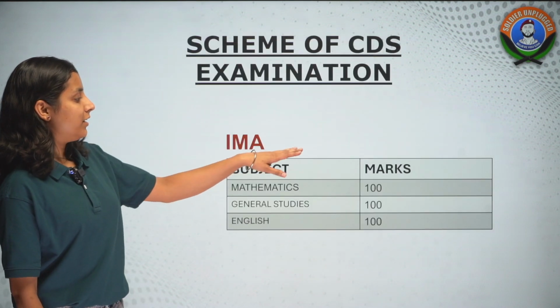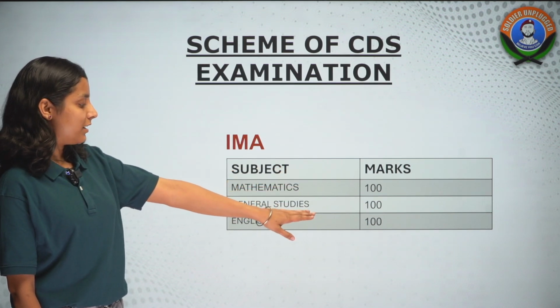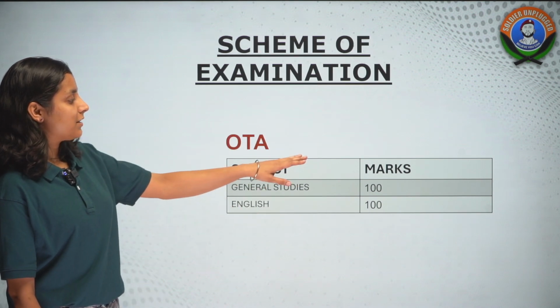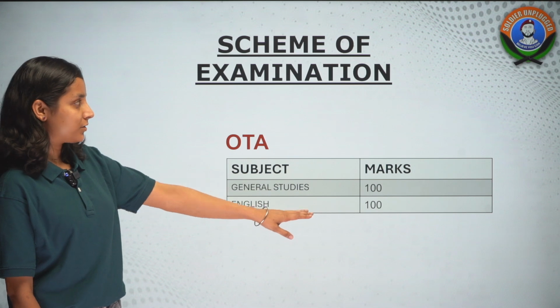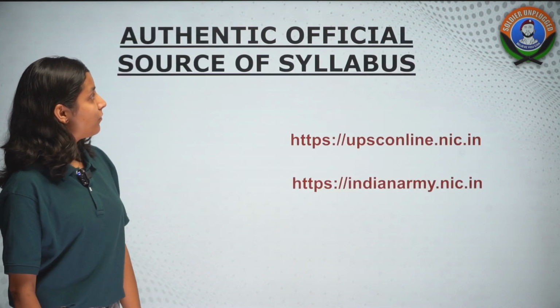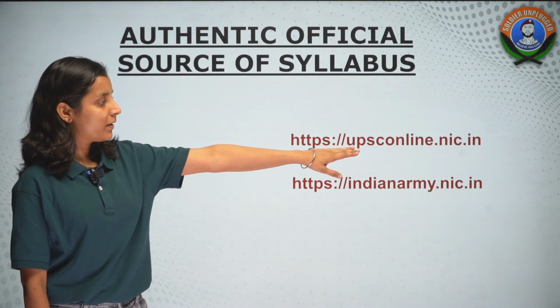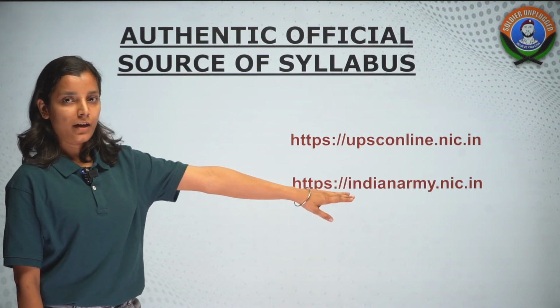For IMA entry, the exam is divided into 3 sections. First one is mathematics, then general studies, and then English. For the OTA entry, the exam is divided into 2 sections. One is general studies and the other one is English. For the official sources of the syllabus, you can visit the UPSC website, that is upsconline.nic.in, and the other one is indianarmy.nic.in.